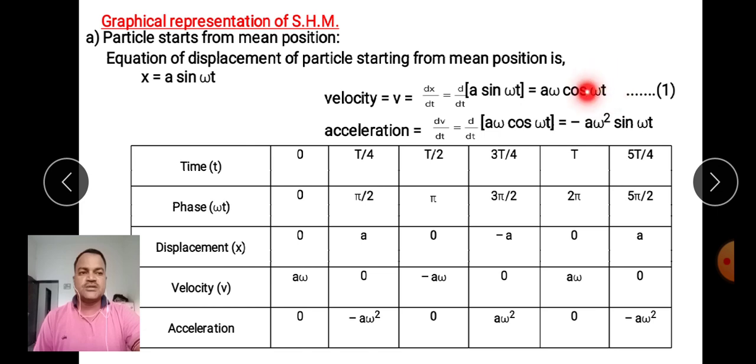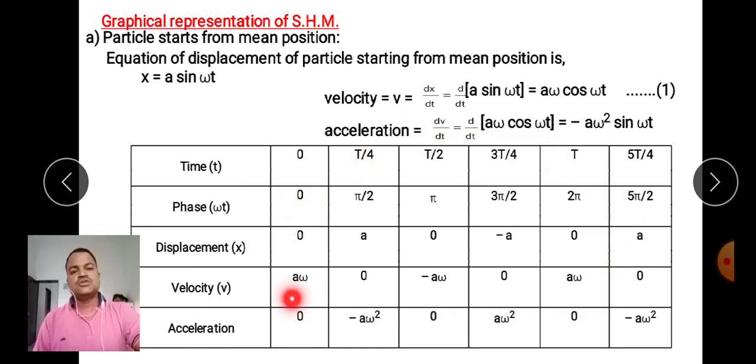Then put omega t is equal to pi by 2 in this equation. Cos pi by 2 becomes 0, so 0 into a omega is 0. Similarly, put omega t is equal to pi, and cos pi is minus 1, so minus 1 into a omega becomes minus a omega. Similarly, we can get the remaining values, and we can also get the values of acceleration in this table.